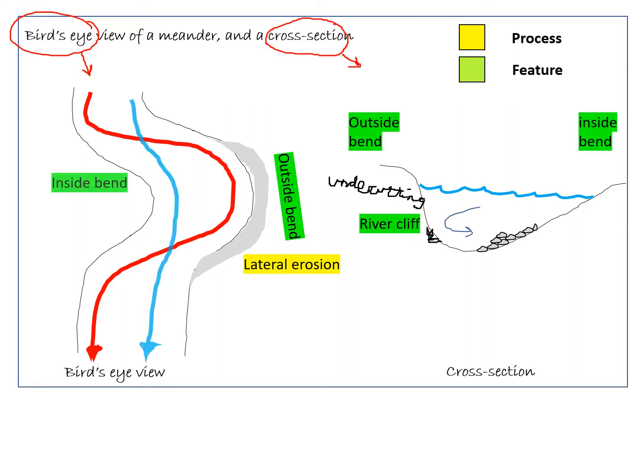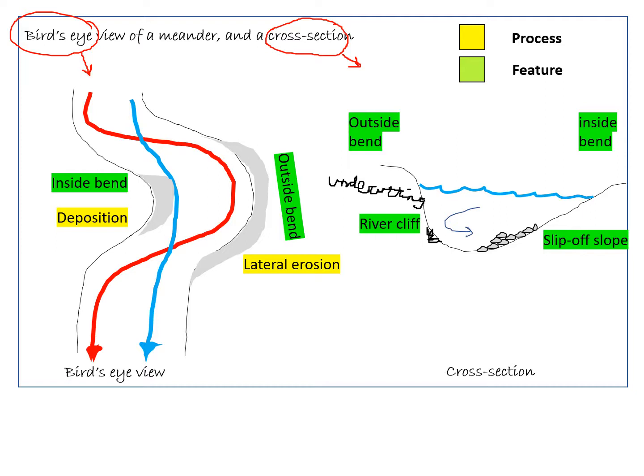On the inside bend, we now have, I've done it in blue, but you could do it in any color. On the inside bend, you have slow flowing water. So the water on the inside bend is slowest. This causes deposition to happen because the water's got less energy. It starts to deposit material. As a result of that, on the inside bend, we end up with a gently sloping slip-off slope.